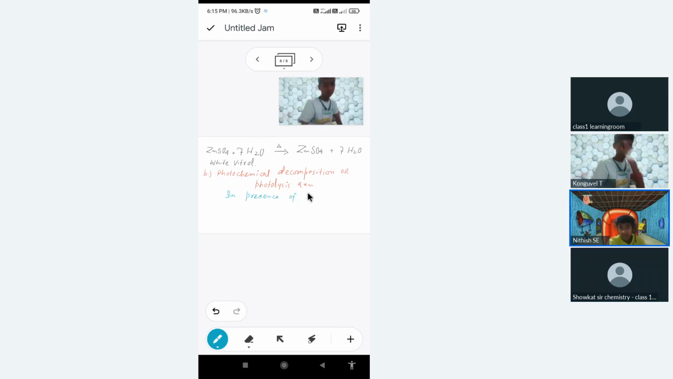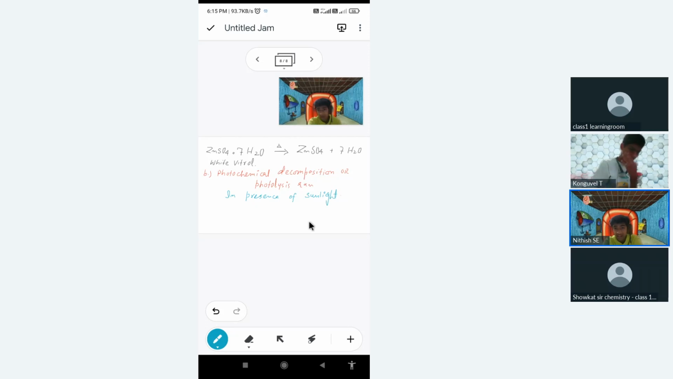Any light, maybe. It can also happen with artificial UV rays. Exactly, we can have any type of light which should have a minimum amount of energy in order to decompose that substance. We can use any type of light, but it should have sufficient energy so that it can decompose the substance, right?